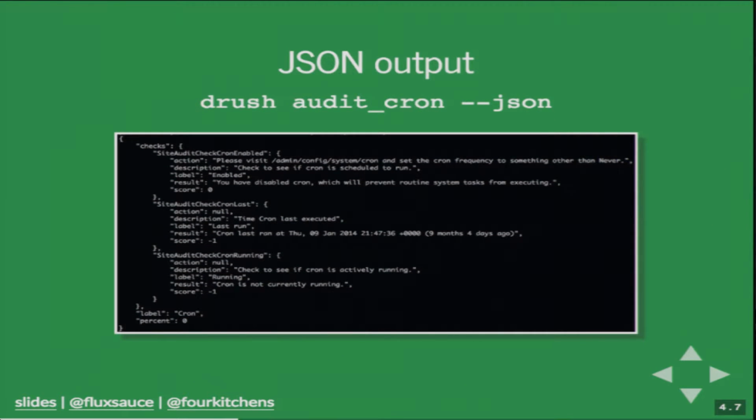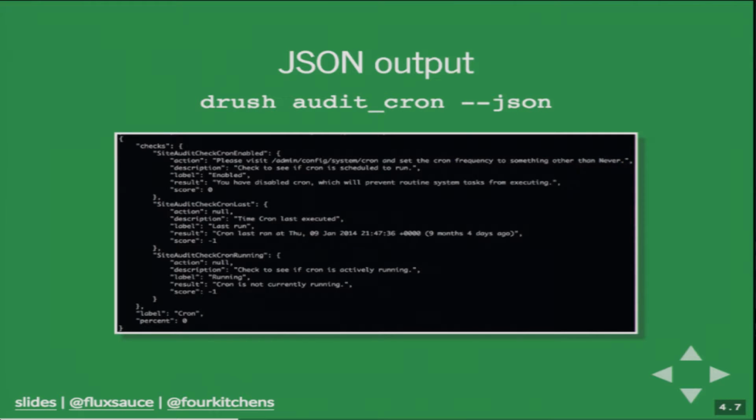So there's also different formats available, such as JSON. This is how LaunchCheck consumes output. It contains the list of all the checks, the machine name of the check, the action itself, which is the actionable recommendation, the description of the check, the label, and whether it has been enabled. In this particular case, this is the cron check, and then the result, which is the text version of it: you said you have disabled cron, which will prevent routine system tasks from executing. And then a score. This is an arbitrary number.